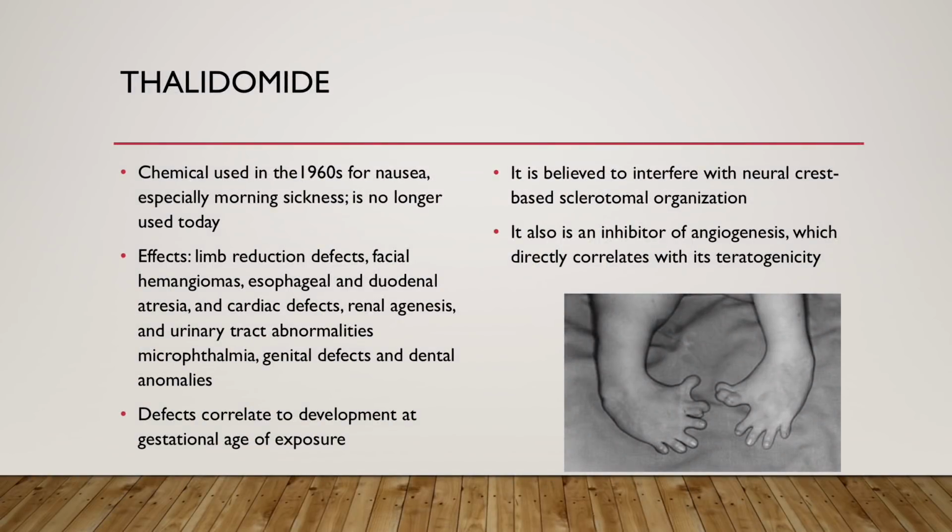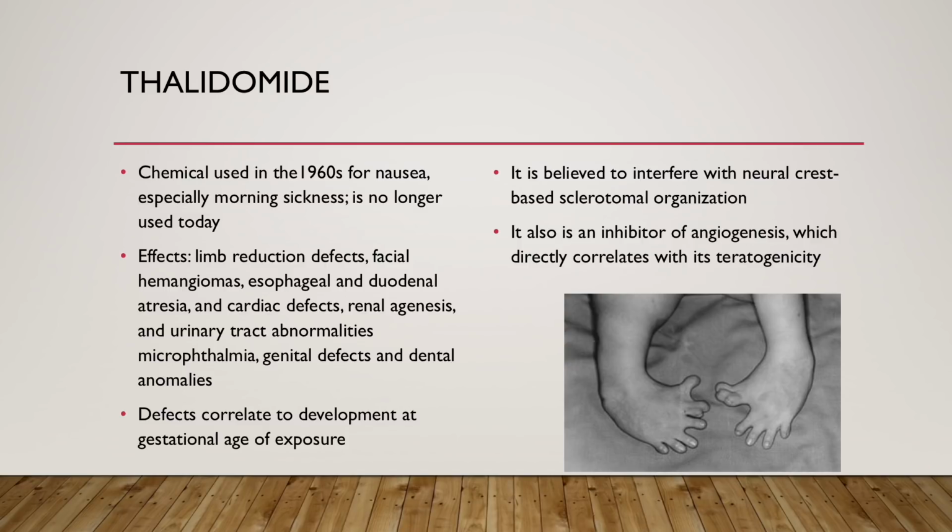Thalidomide is another test favorite and also another medication that is no longer used. It was a chemical that was used in the 1960s for nausea, especially morning sickness. The effects from thalidomide included limb reduction defects, facial hemangiomas, duodenal atresia, and cardiac defects, renal agenesis, and urinary tract abnormalities. Microphthalmia, genital defects, and dental anomalies were also seen.